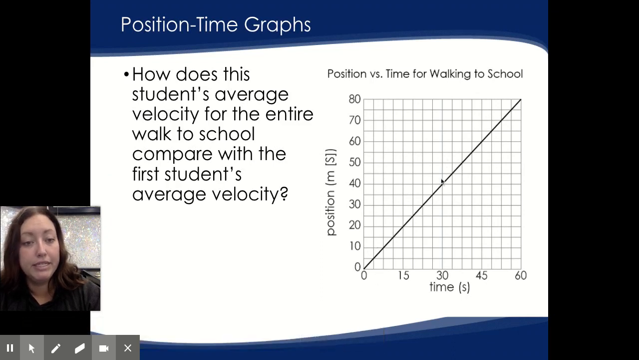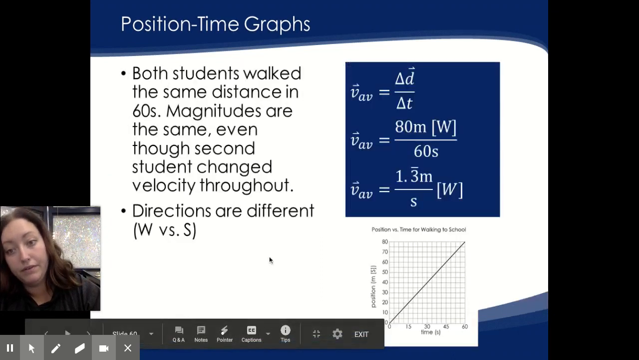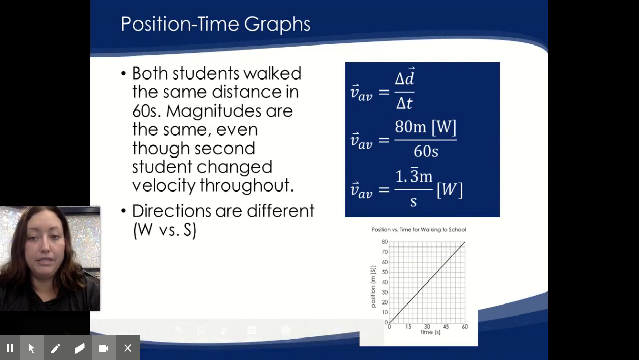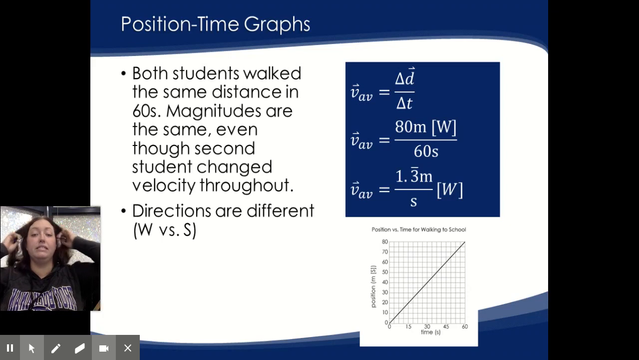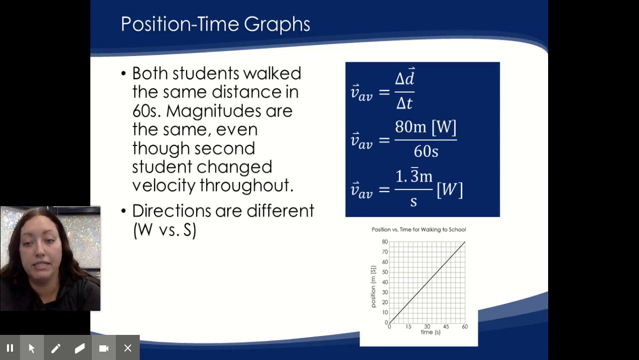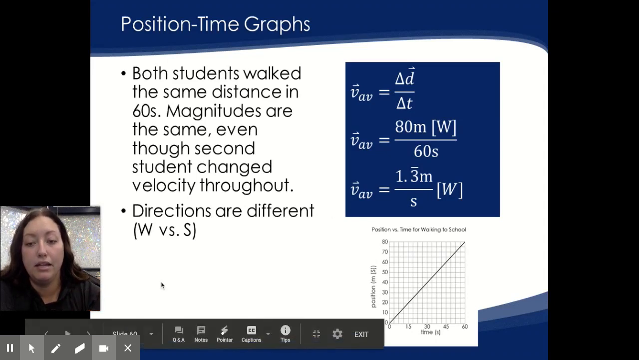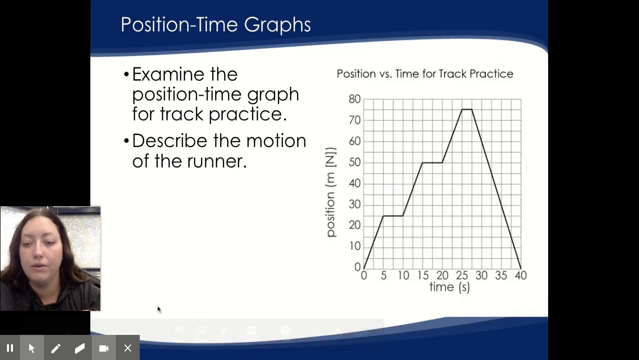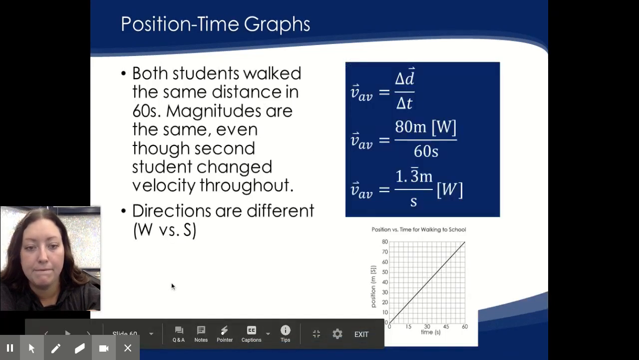So how would this student's average velocity compare to the first student's average velocity? Okay, so both students are walking the same distance in 60 seconds, so 80 meters in 60 seconds. So your magnitudes are the same, even though obviously the first kid stopped and started and ran, and he didn't have a consistent velocity throughout, and your directions would have been different in those two cases. But when you actually compare them, they had the same average velocity.